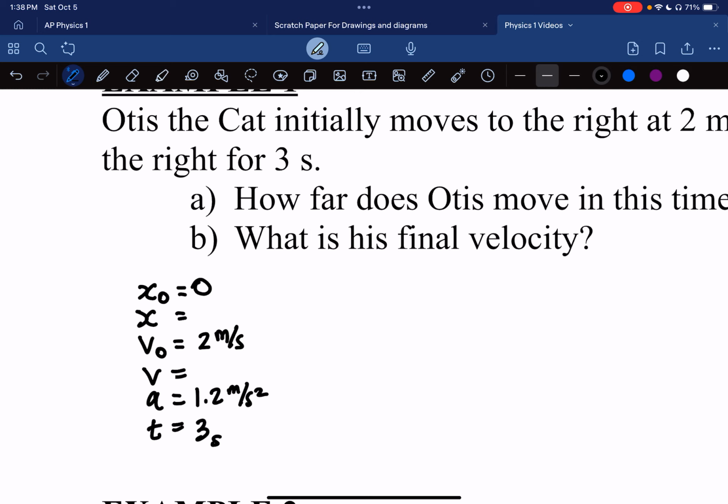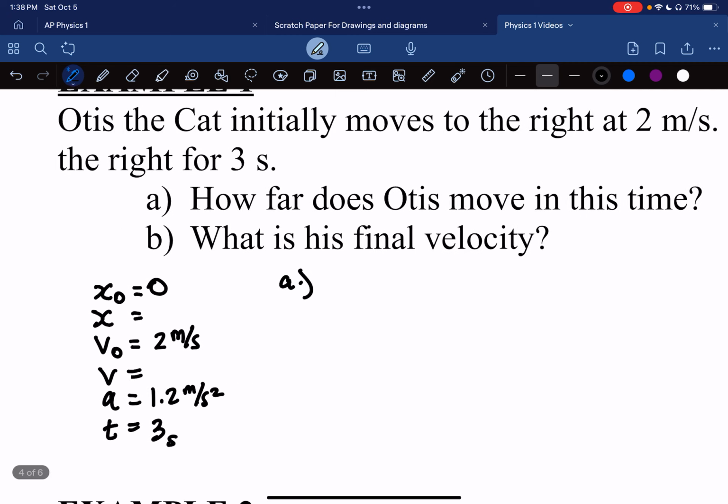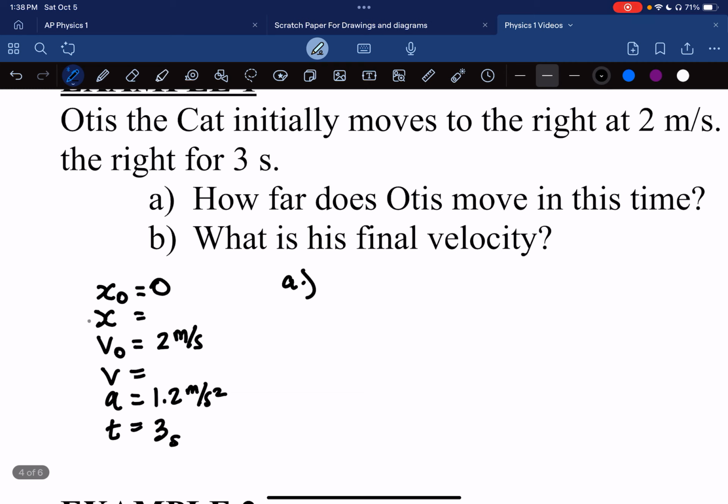All right. So whenever you solve these problems, make sure you have your list. And when you do your work, show me which problem you're solving, A or B. And let's do A first. So it says, how far did Otis move in this time? That would be x. We need an equation for x.